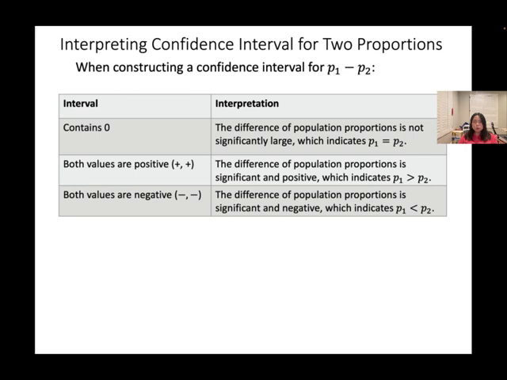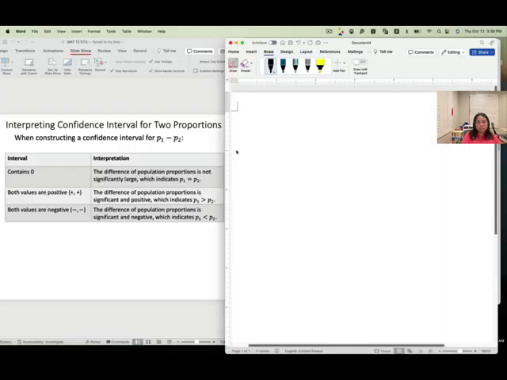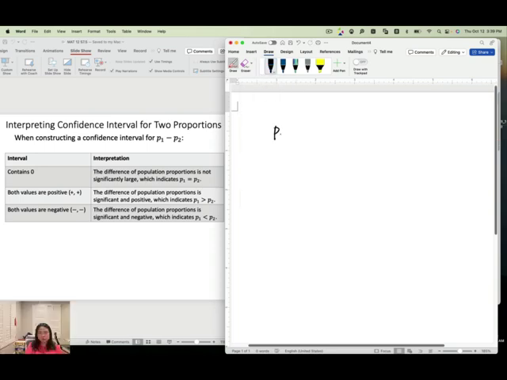This table will be explaining the confidence interval for P1 minus P2. Will P1 equal P2, or P1 greater than P2, or P1 less than P2? I'm going to give you some examples. The difference of P1 and P2, P1 minus P2. Let's say I find the confidence interval of P1 minus P2 to be -2 to 3. I just made up some numbers.